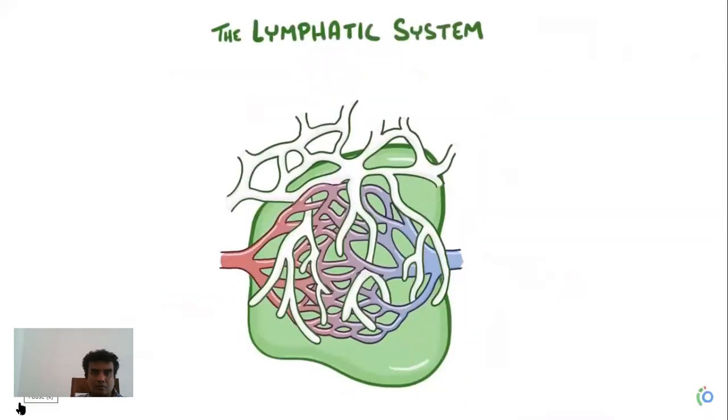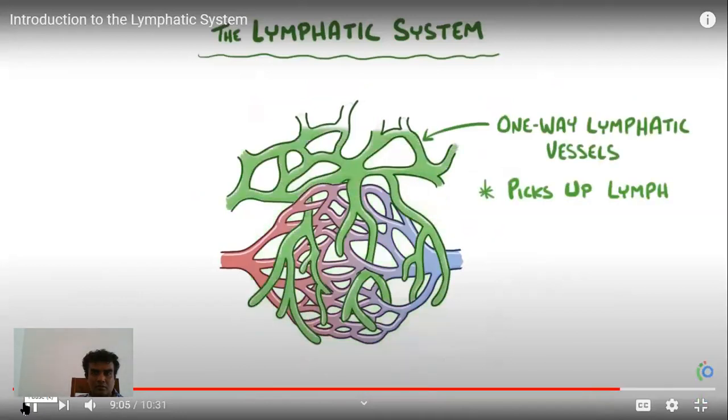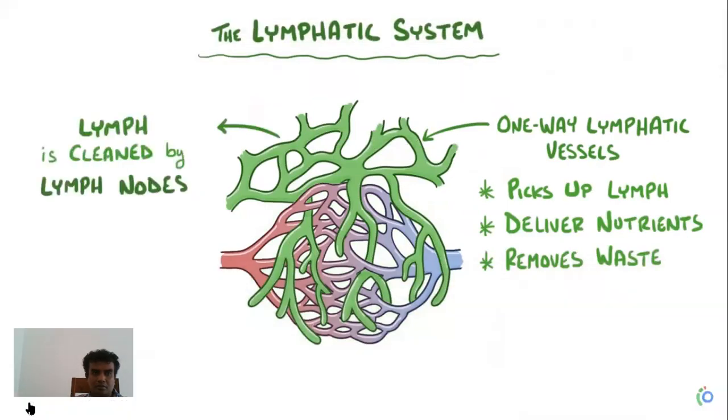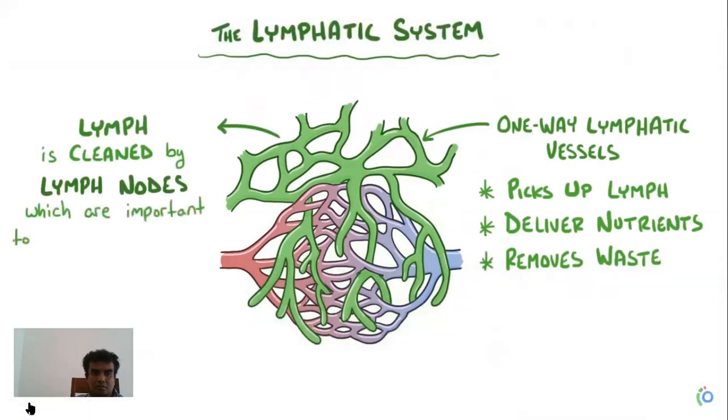All right, as a quick recap, the lymphatic system refers to the one-way network of lymphatic vessels that allows lymph, which is a clear fluid that streaks out of the blood, to transport nutrients to cells and act as a method of waste removal. This cleanses the lymph through the lymph nodes throughout the lymphatic system, which plays an important role in immune function.